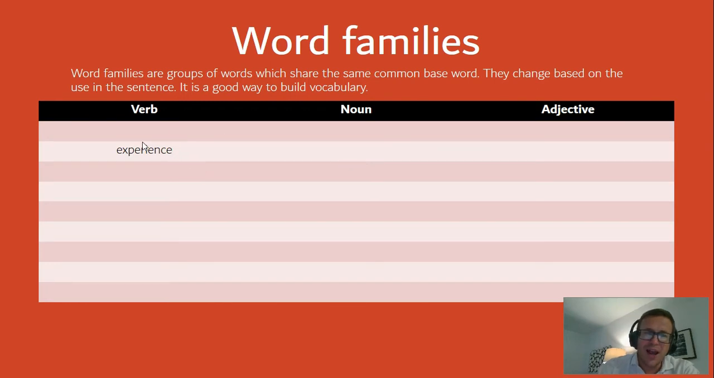Take a word like experience. So something that you experience. Then if you want to turn it into a noun, you need to change the word a little, and we call it an experience. Not very much of a change, but for the adjective we add D, an experienced person.